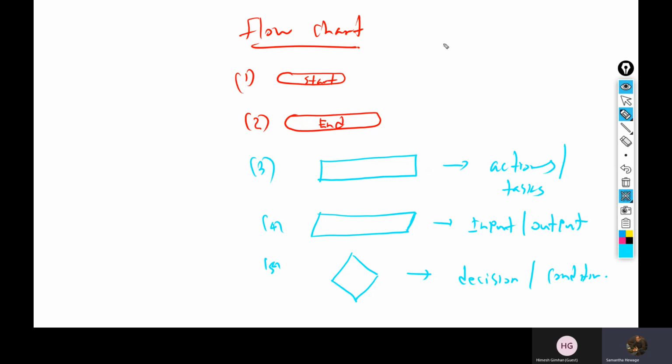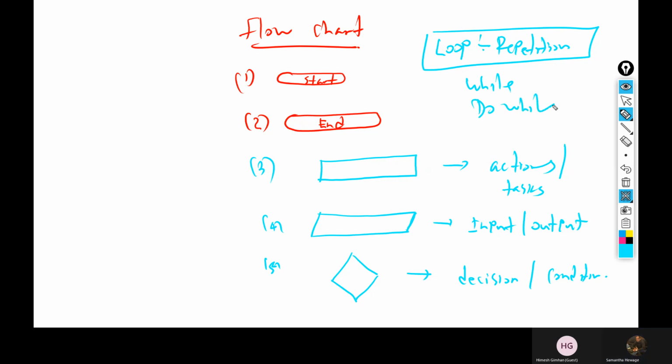And we have another one, the loop. A loop means repetition. That means you are doing something until some condition is satisfied, or you do something until some condition is unsatisfied. Either way you can get it. We use while, do while or for loops. We will talk about these later, as these are programming concepts. These things are mostly used in pseudocode, here in the flowchart.